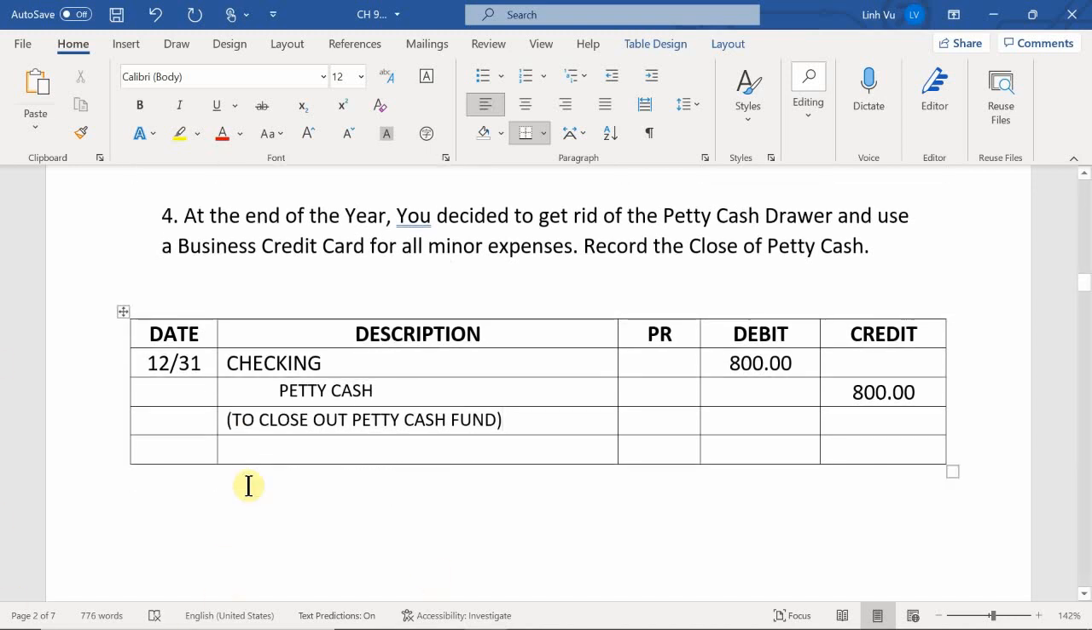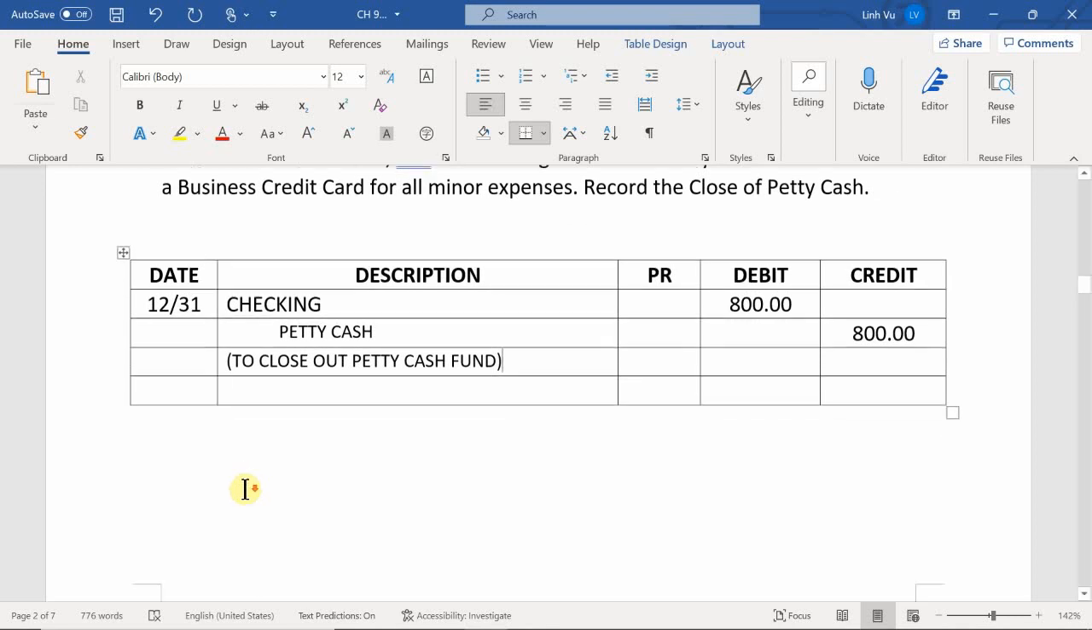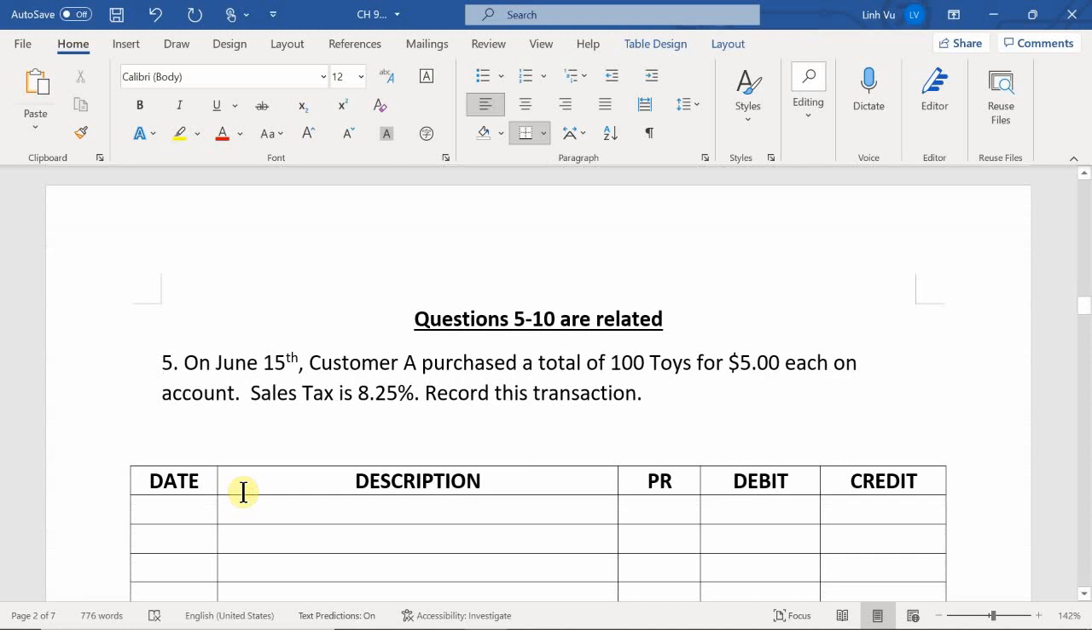So again, that's what I will be testing you on: how to establish a petty cash drawer, and then to replenish it. Where the concept of increase and decrease, where increase or close out, those are standard given. You should know how to do that. Questions 5 through 10 are related.